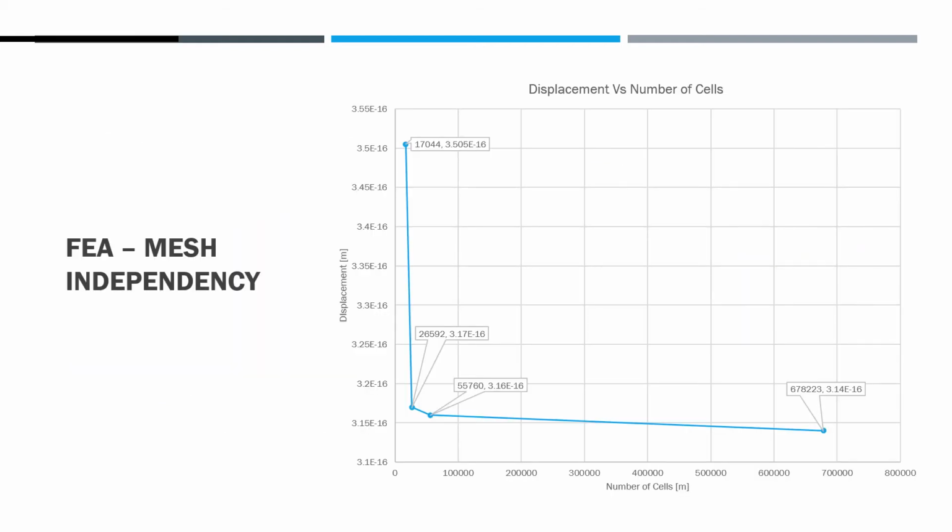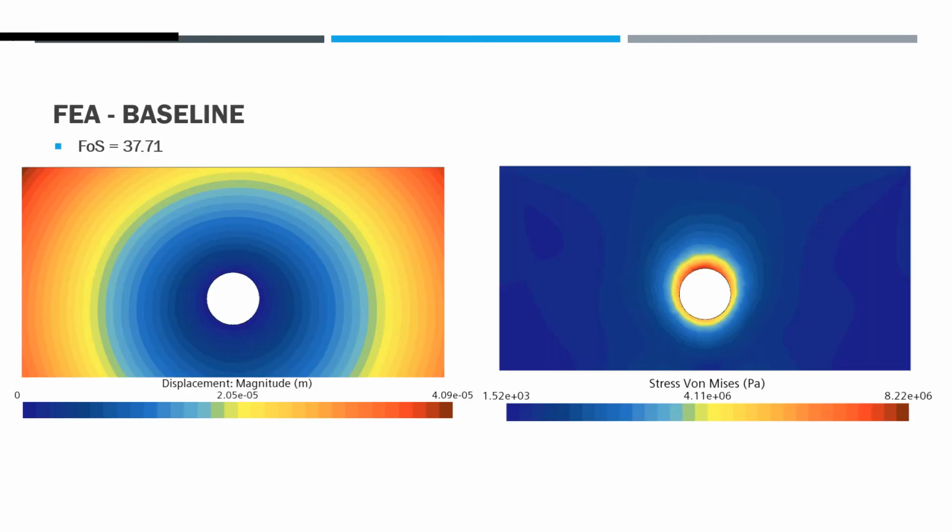For the FEA analysis, the mesh independency test was also conducted, again refining the mesh after every simulation to identify the most efficient mesh with the least computational cost, which also yielded the same sort of values. So here are the results from the baseline FEA. There's very little displacement and very little stress exhibited on this baseline model. The factor of safety of this model was 37.71, which is a very high factor of safety.